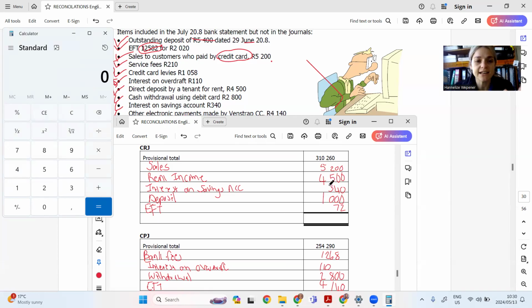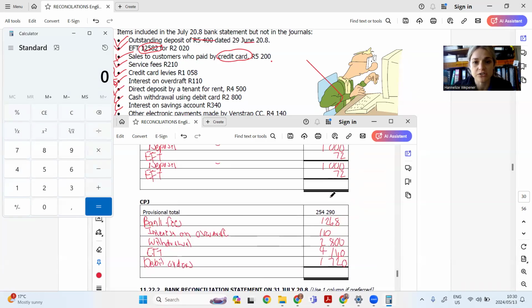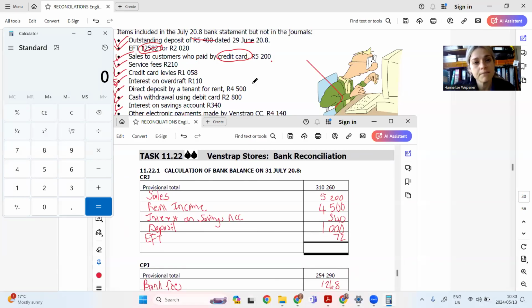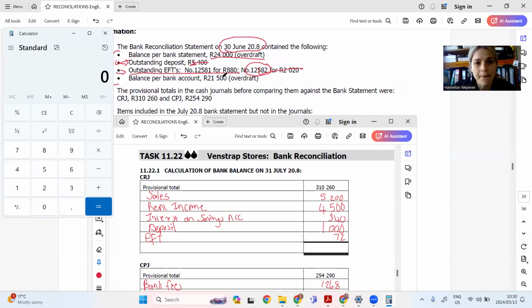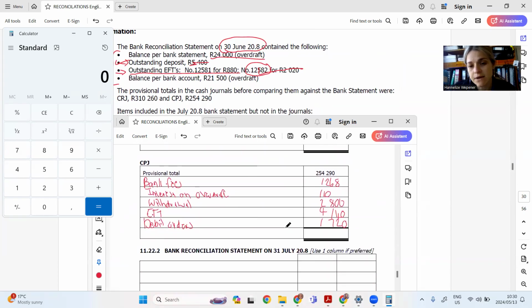So please just calculate your CRJ totals, your CPJ totals. You're then going to take your opening balance as per your bank account at the beginning of the year or month, plus your receipts minus your payments to get your balance at year end.